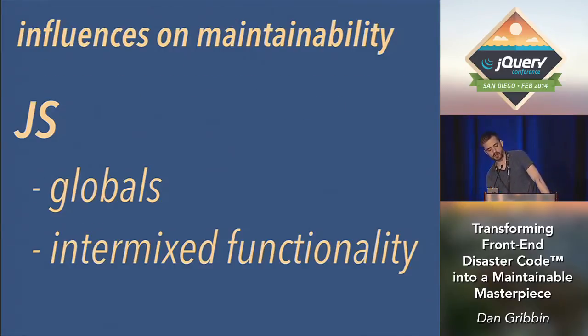Some things that were contributing to our maintainability problem: we had a lot of globals. Global scope, a lot of JavaScript that was being included everywhere and depending on everything else. Also a lot of intermixed functionality, or as we sometimes call it, spaghetti code, right? Impossible to trace the line of functionality from initiation to actual execution and what all the steps in between were.